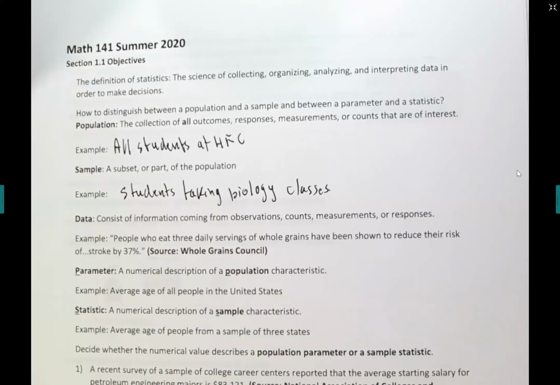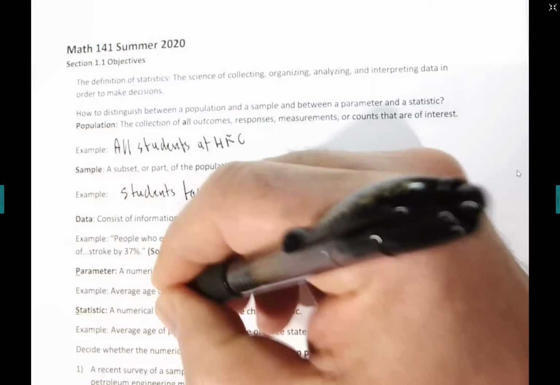For example, let me give you an example here. The average age of all people in the United States. And how would you guys know that this came from a population? Do you remember what I just said 1 minute ago? I said the word all. That should give you a clue that this is a description of the population, not a sample. So I would highlight just this one right here.